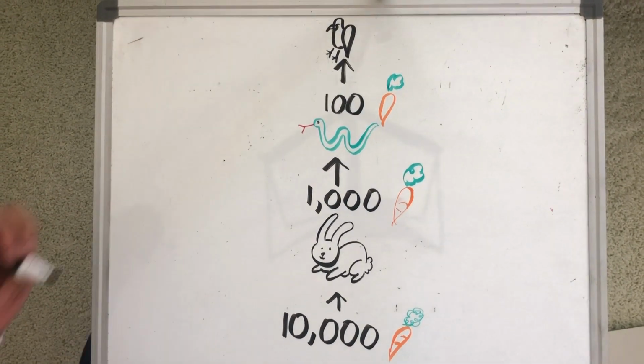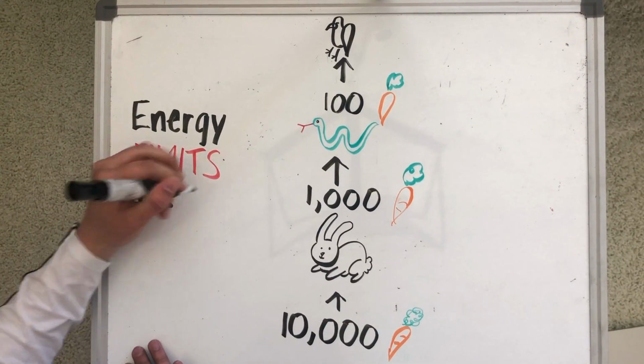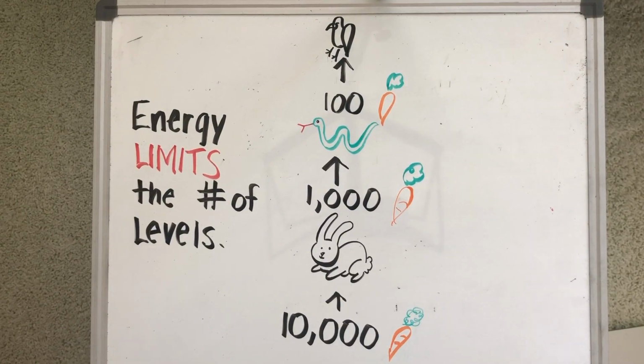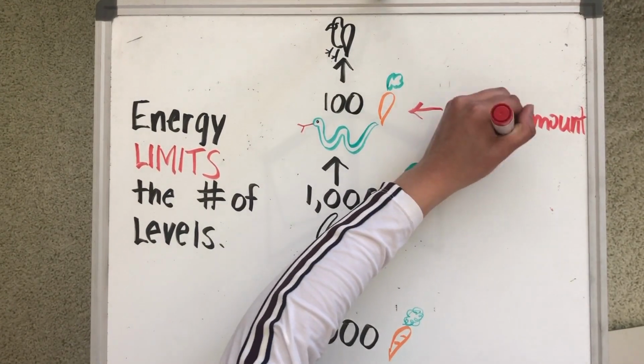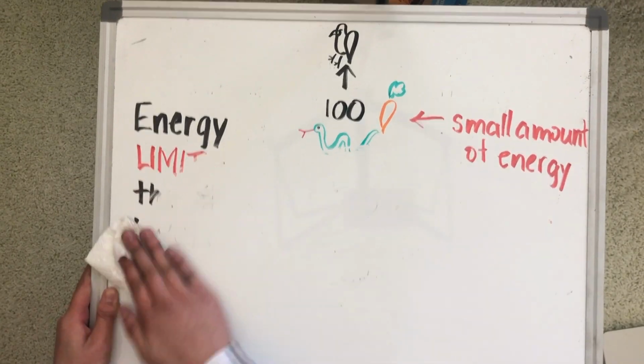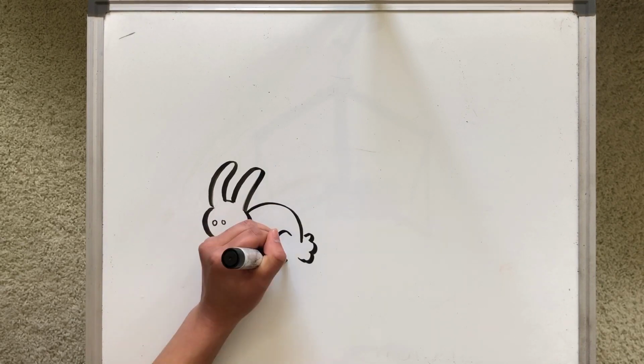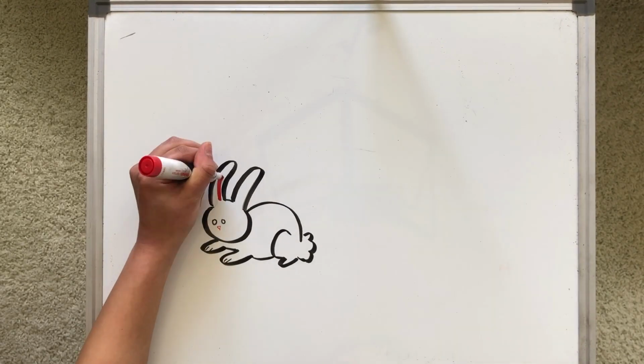Basically, energy limits the number of levels from a very large amount of energy at the bottom of the food web to only a very small amount of energy at the top of the food web. If we were to add one more level on top, they'd receive an even smaller amount of energy. So, back to the food web.